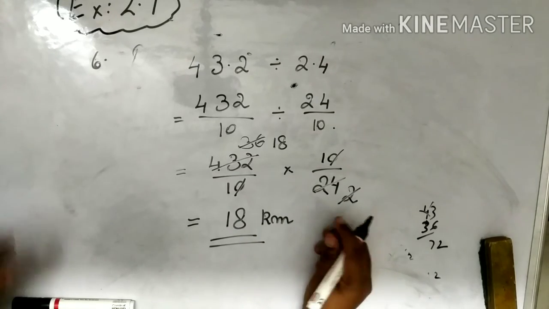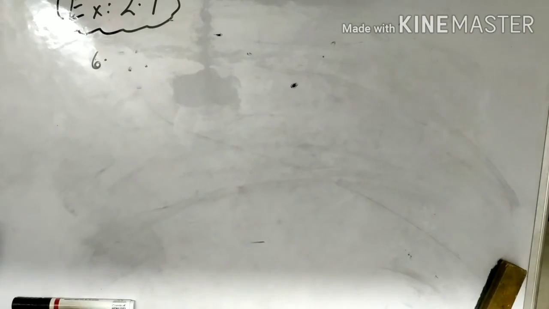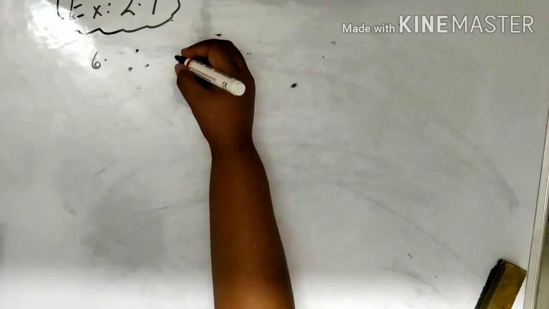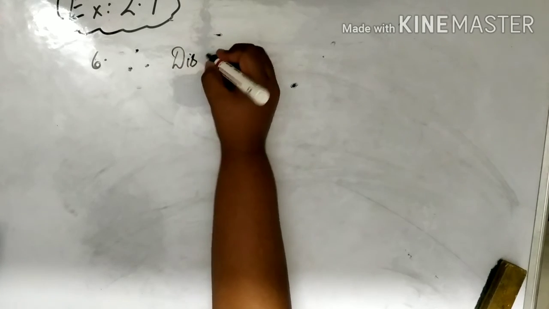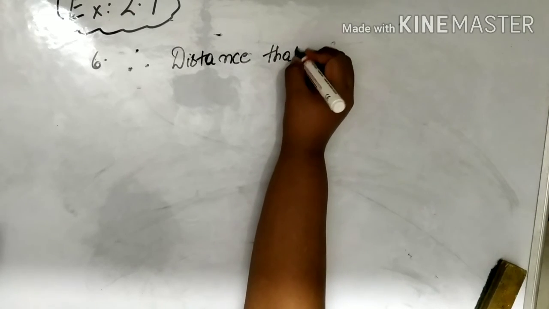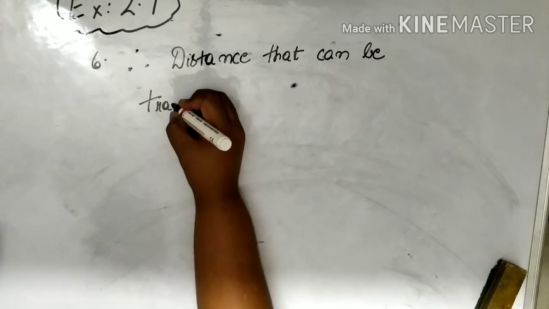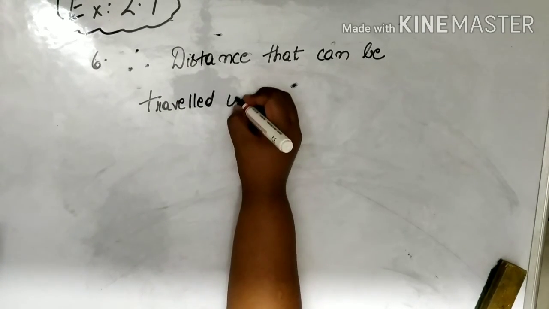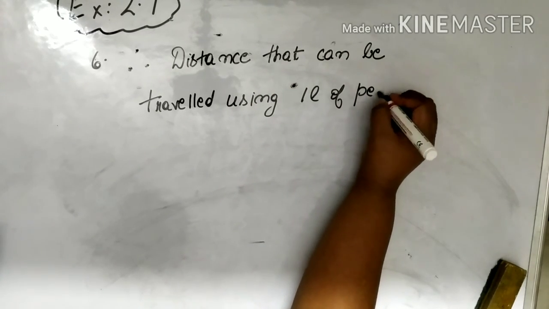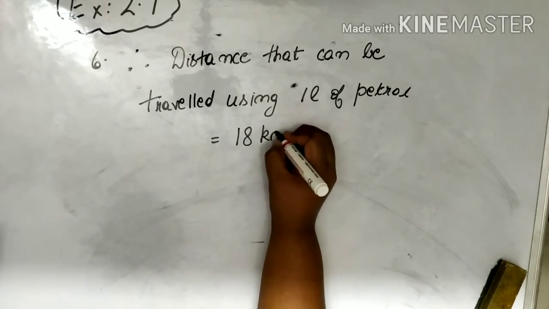So we can write thus, therefore distance that can be traveled using 1 liter of petrol is equal to 18 kilometers.